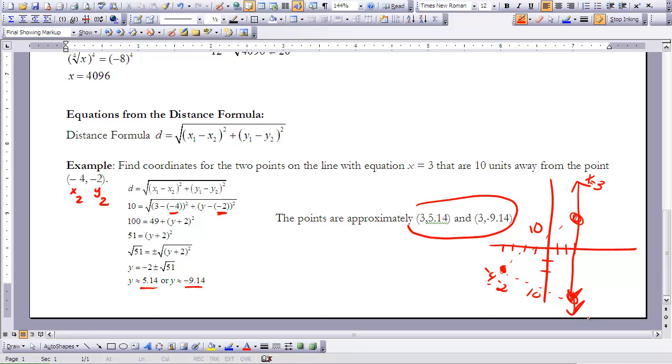Since I know that my two coordinates both have to have an x value of 3, because it has to land on the line x equals 3, I can then use my other two numbers for my y values, and here are my 2 points that would be 10 units away from my negative 4, negative 2. This concludes lesson 8.8.